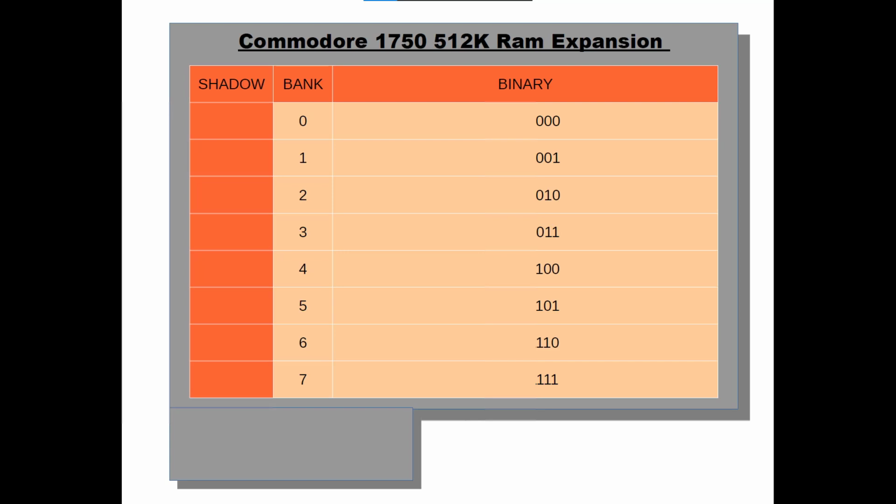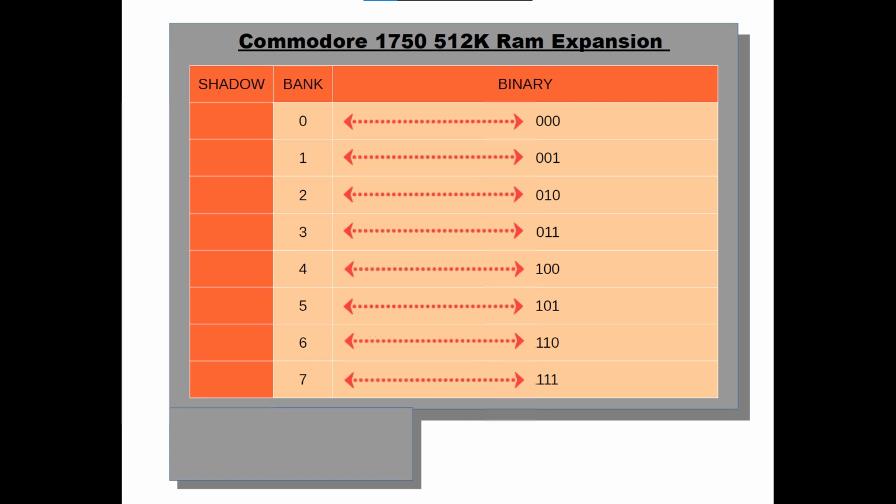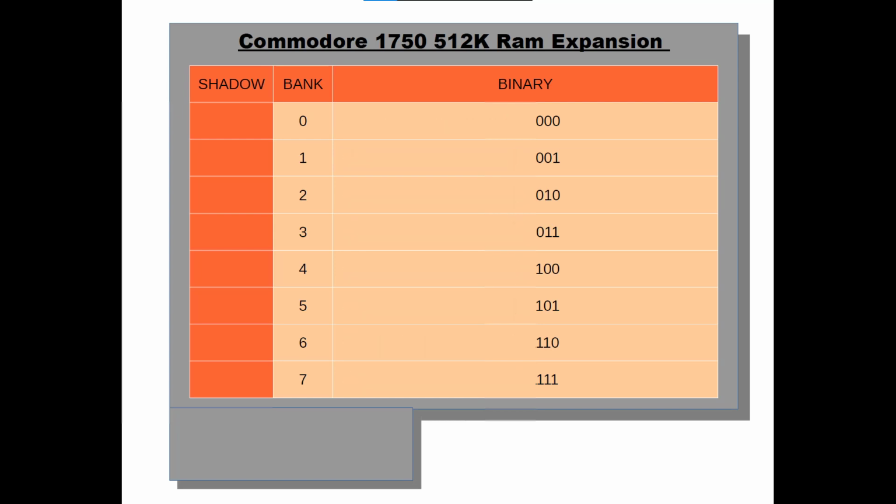So now notice we have the bank numbers and we have their binary counterparts to the right. Any bank number that we enter over the number 7 will act as a shadow bank. Let me show you. Let's enter 8 as a bank number. Notice the first 3 bits did not change. Let's go ahead and enter 9. And the first 3 bits again didn't change. Let's see the rest.